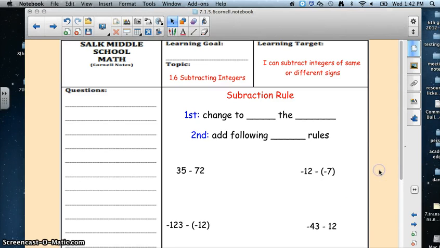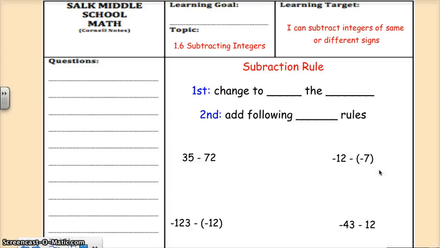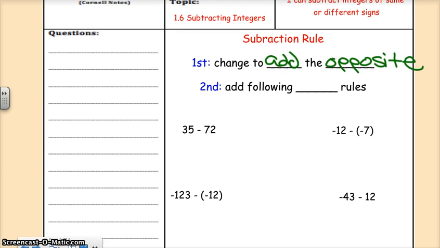All right, 1.6 is subtracting integers. What we need to do when we subtract integers is change it to adding the opposite. So we change all subtraction into an addition, adding the opposite. Similar to multiplying or dividing, when you change dividing to multiplying by the reciprocal, it's the same type of thing. And then you add following addition rules.